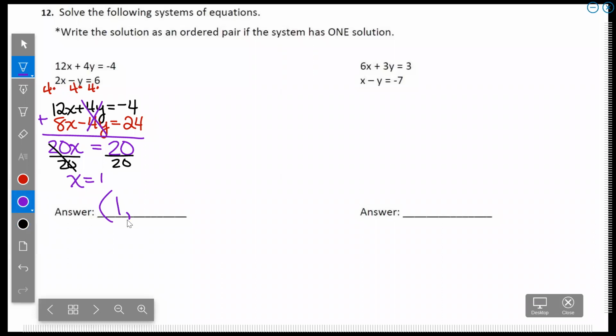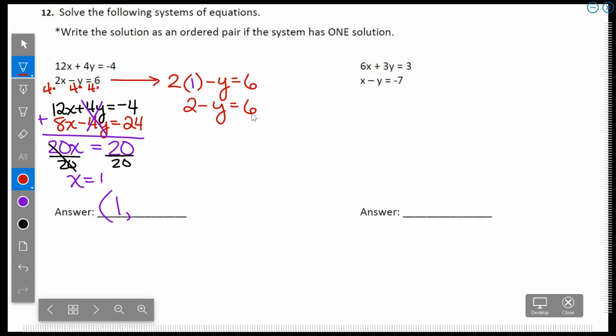We still need to find y. I can use either one of these equations to find y. Which one do you guys feel like using? Bottom one, okay? So we'll use this one. 2 times that x that we just found of 1 minus y equals 6. So I have 2 minus y equals 6.